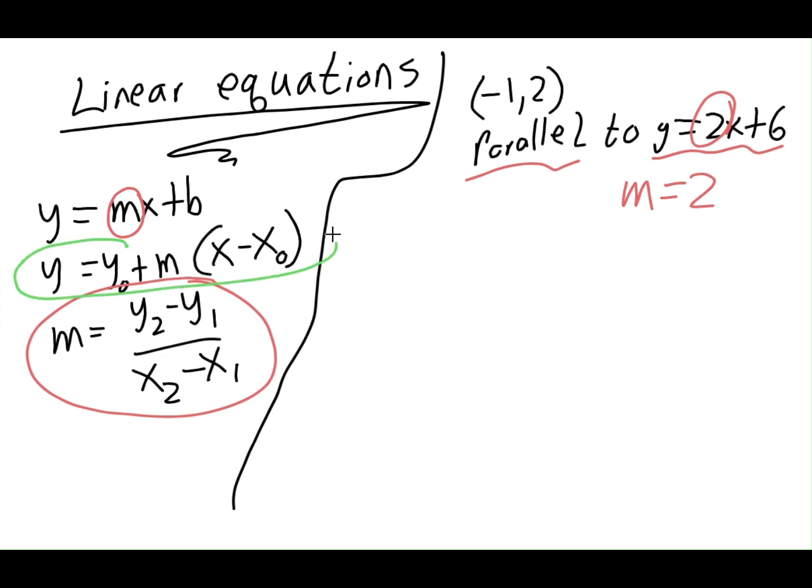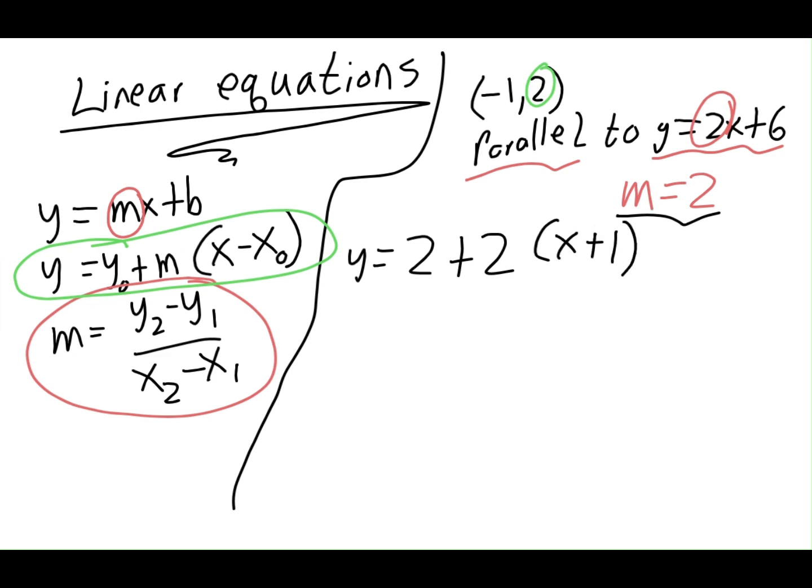So we know how to do this from earlier. It's the same problem we did over here. We'll use this equation. We have y equals y naught, that is the 2 value here, plus m, which we found to be 2 from this slope here, times x minus x naught. Minus a negative means plus 1. And I'm done. Although, if you want to, we can simplify it. 2 plus 2x plus 2 is 2x plus 4.